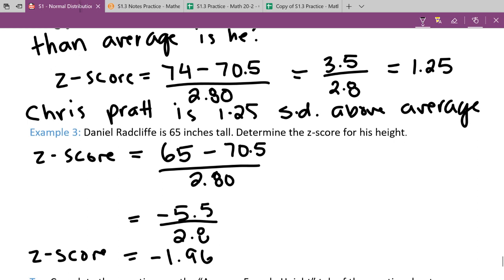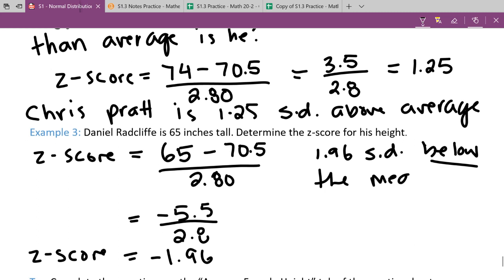So again, what does that mean? Well, because it's a negative value, it means he's 1.96 standard deviations below the mean. All right, so he's almost 2 standard deviations below the mean. He's just within that 95% range. So he's not a very tall guy. He is below the average, but again, he's still within 95% of that data. He's not a crazy outlier. He's not crazy short compared to too many people. So that tells us his z-score.